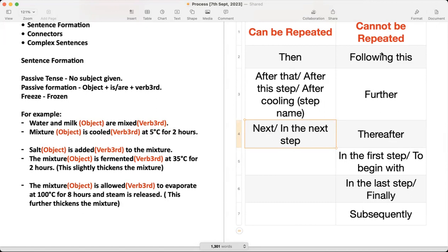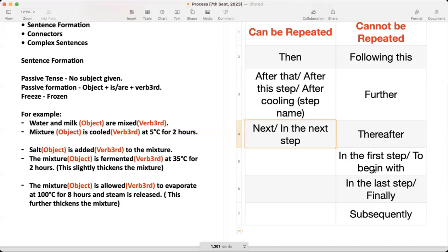Okay. Now let's do the connectors which cannot be repeated. So following this further, not furthermore, further, thereafter, in the first step to begin with, in the last step finally. This obviously cannot be repeated because it's only going to be used in the first step or in the last step, these two connectors. And finally, subsequently also. So these are the connectors that I don't repeat.